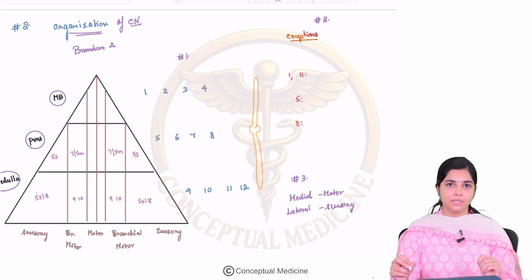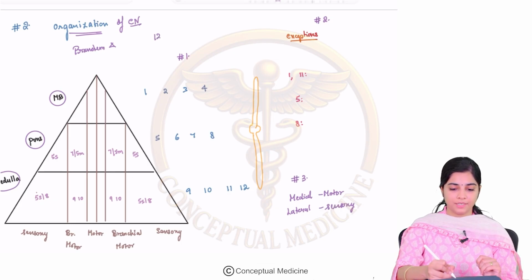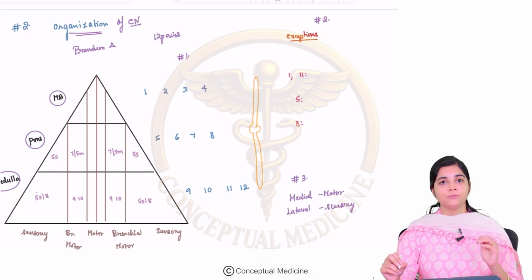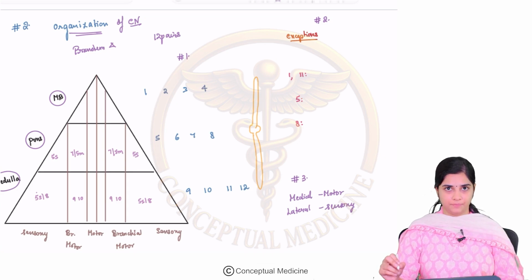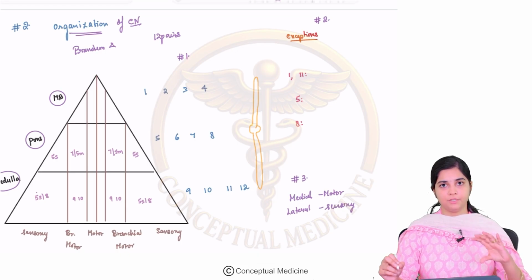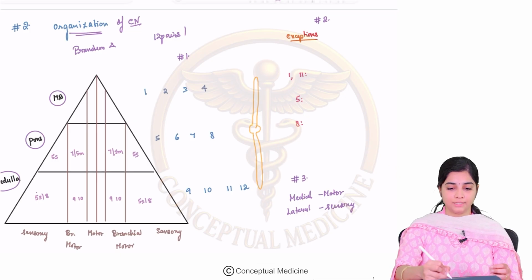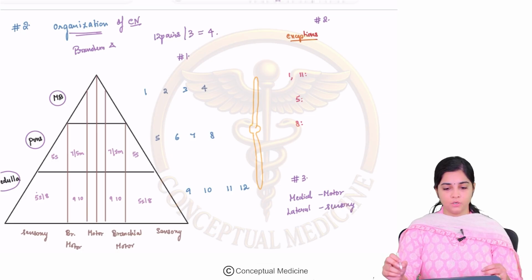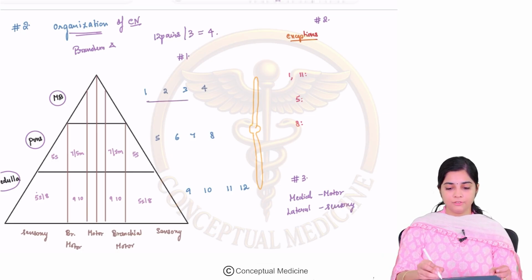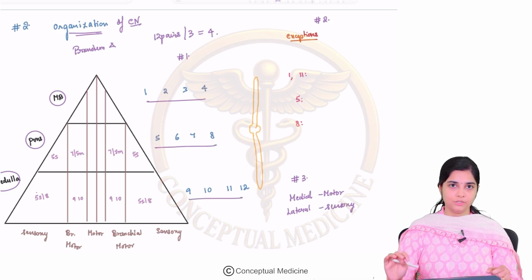How many cranial nerves do we have? We have 12 pairs of cranial nerves. Now if you have to distribute these 12 pairs between the three sections, midbrain, pons and medulla, how many cranial nerves would you put at each level? 12 by 3, which is equal to 4 cranial nerves. So cranial nerves 1, 2, 3, 4 you represent at the level of the midbrain, 5, 6, 7, 8 at the level of the pons, and 9, 10, 11, 12 at the level of the medulla.